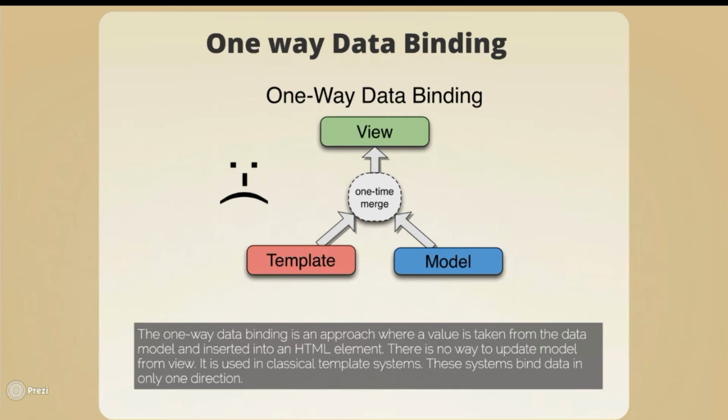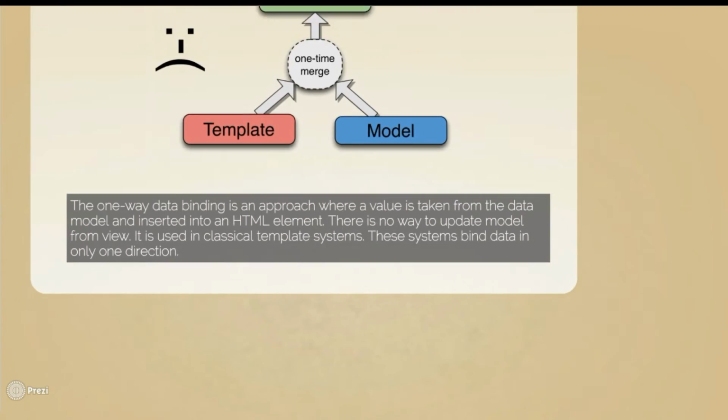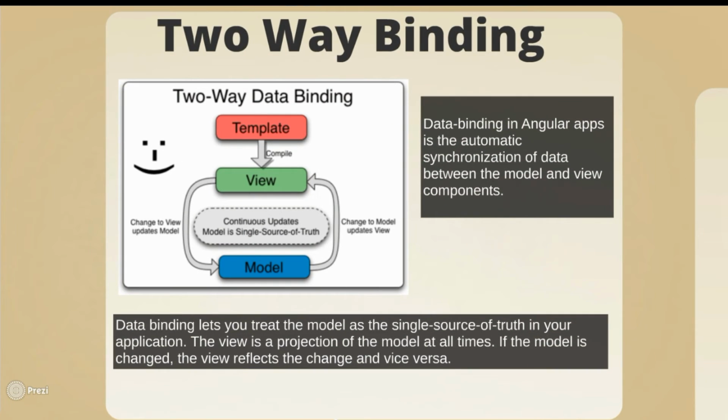It is used in classical template systems. These systems bind data in only one direction. One time merge. Two-way data binding. Two-way binding is used by AngularJS.